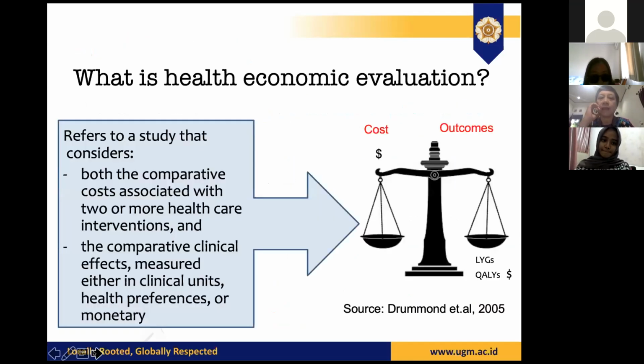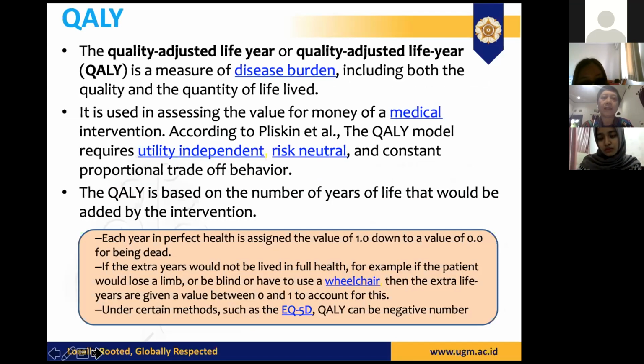What is economic evaluation? It refers to the comparative cost associated with 2 or more healthcare interventions. Ini cost effectiveness. Dan comparative clinical effect measured either in clinical units, have preference or monetary. Ini bisa CBA, ya, cost benefit analysis.